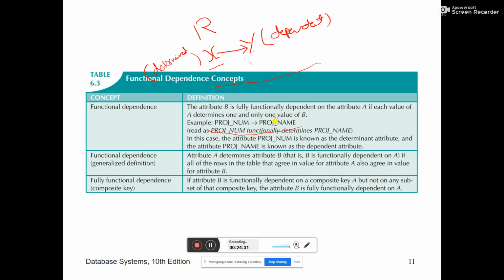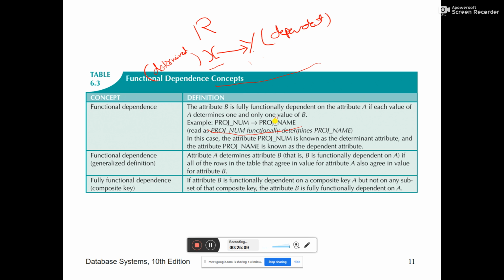Okay, another example, a student table. We have a student ID and student name. Given a student name, can you identify that student ID? No. It is possible there are two students with the same name. So you cannot uniquely identify student ID from student name. So student ID does not depend on student name.